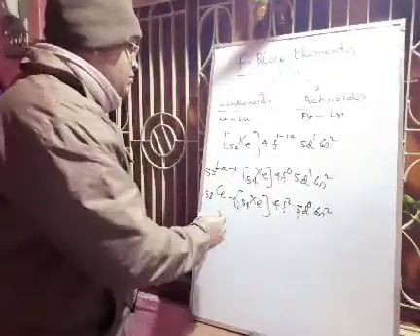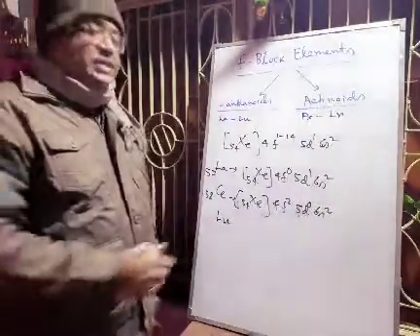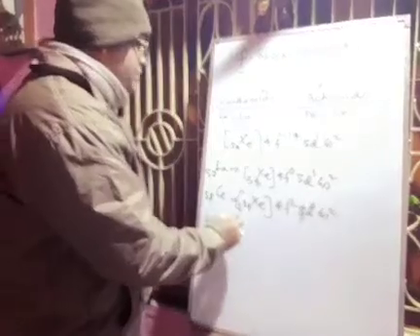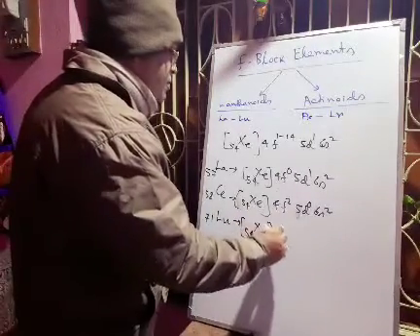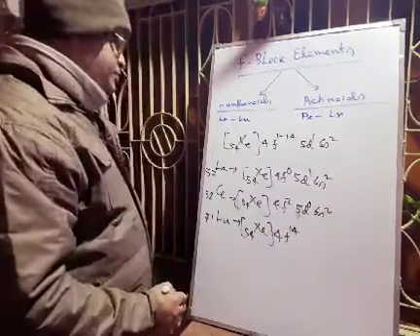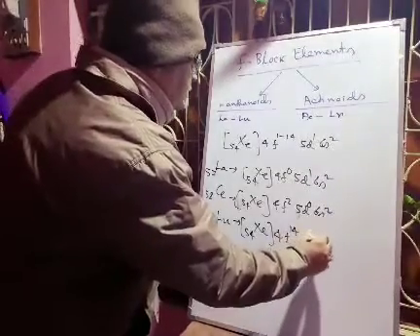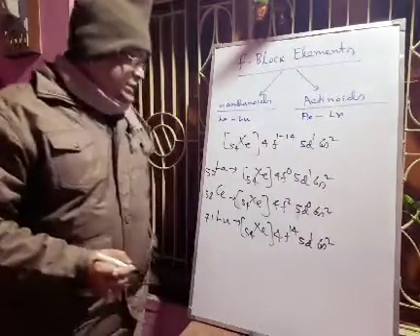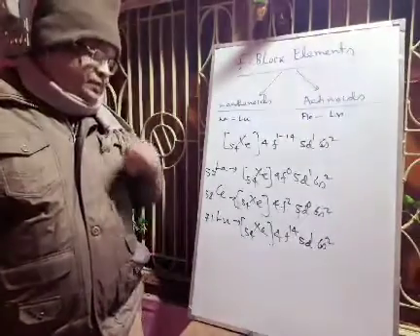Finally the last element is lutetium. The atomic number will be 71, and its electronic configuration will be xenon 54, 4f14, 5d1, 6s2. This is the electronic configuration of lutetium.